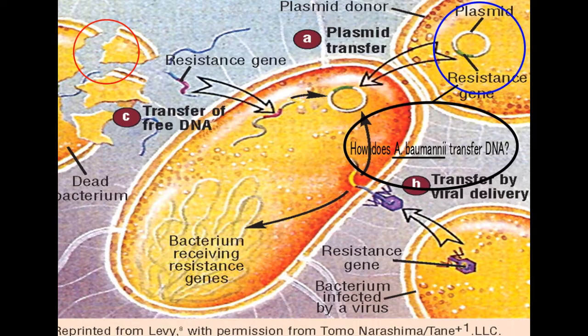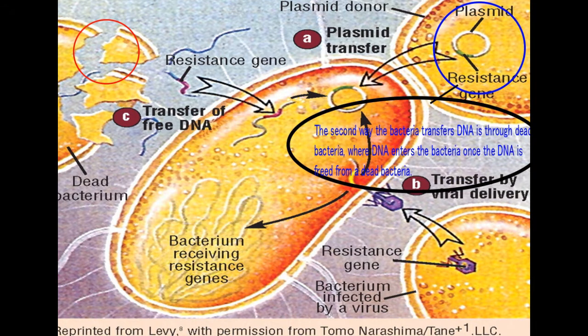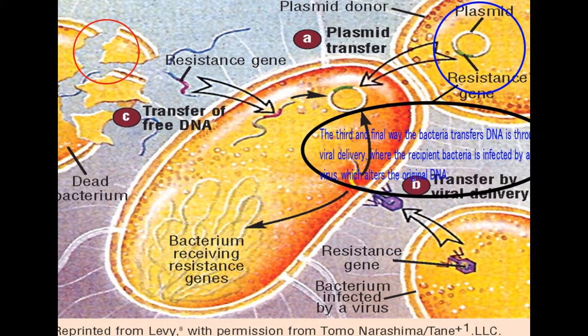How does A. Baumannii transfer DNA? The first way the bacteria transfers DNA is through plasmid donation. A donor bacteria gives a plasmid to a recipient bacteria which does not have the DNA. The second way is when one bacteria transfers DNA through dead bacteria, where DNA enters a bacteria through the cell wall. The third and final way the bacteria transfers DNA is through viral delivery, where the recipient bacteria is infected by a virus.